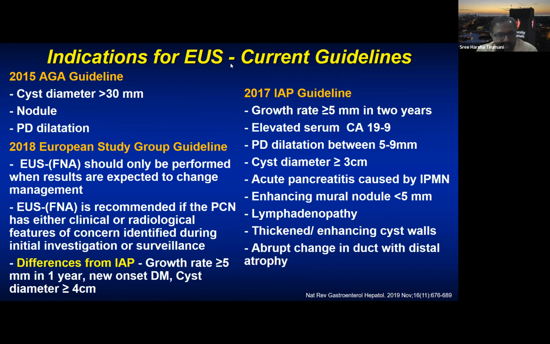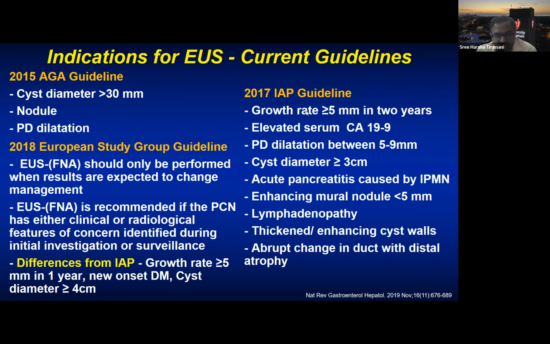So first for EUS, the individual guidelines, the AGA says any cyst of more than 3 centimeter or cyst with nodular pancreatic dilatation needs EUS. Same thing with the European guideline, but they say that you should do the EUS only if you think that it's going to change the management. And the recommendations are similar to the IAP.